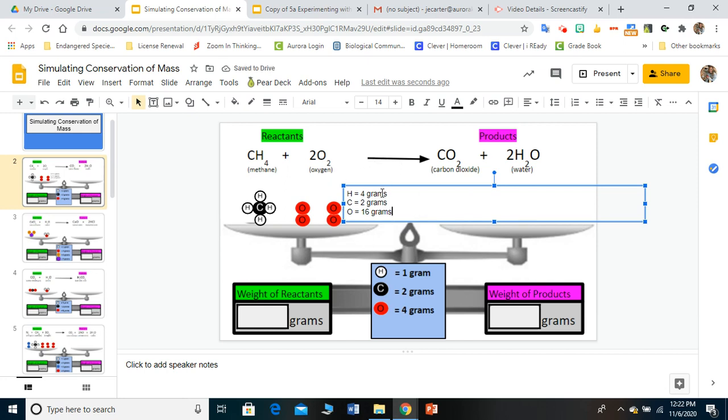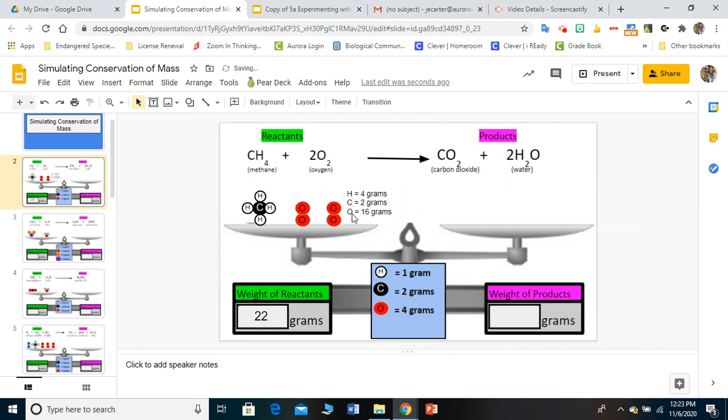Now I need to get the total weight. So 4 plus 2 plus 16 is, let's see, 16 plus 2 is 18, 18 plus 4 is 22. The total here is 22 grams. So now, I don't need to see this on your screen, so if you wanted to delete that afterwards, that would be fine. But now I need to simulate the chemical reaction. I need to break apart these molecules and create the products, CO2 and 2H2O.